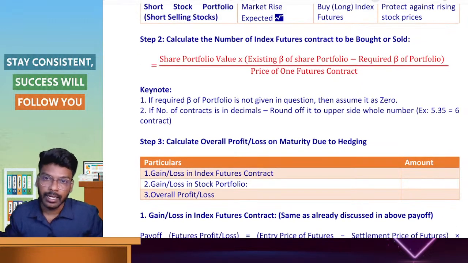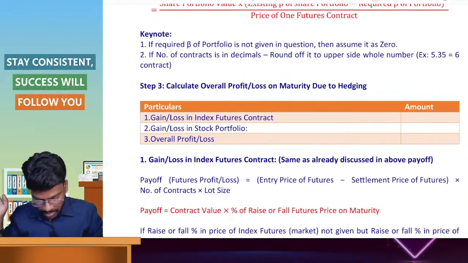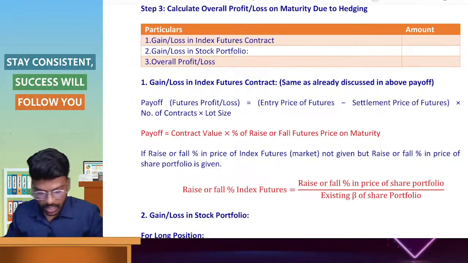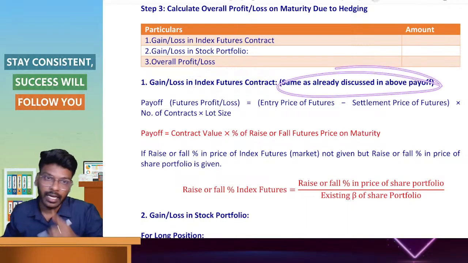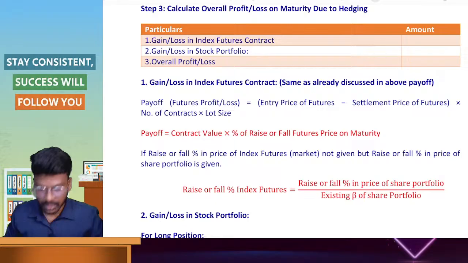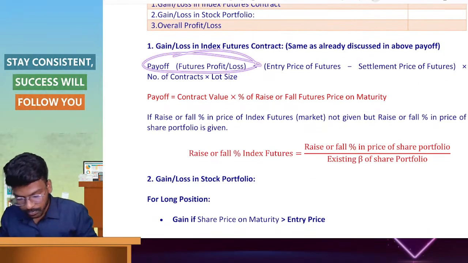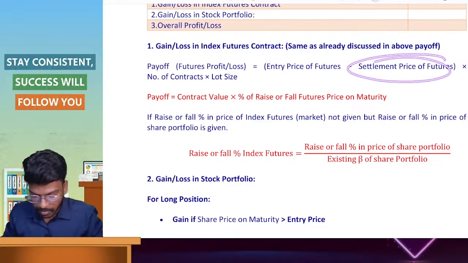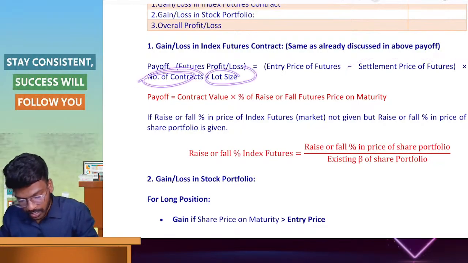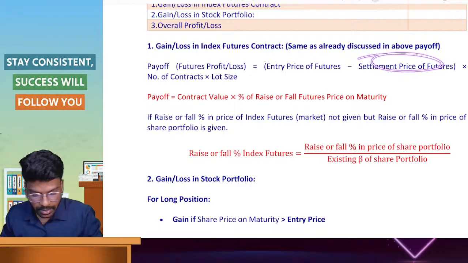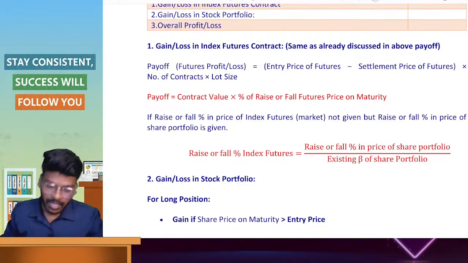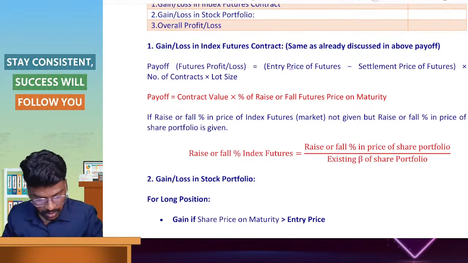The same method of payoff computation that we have learned is applied in this case also. In case of gain or loss on index future, as already discussed in the above computation, payoff equals entry price minus settlement price into number of contracts into lot size. In case of a long position or short position, the settlement price and entry price will change.